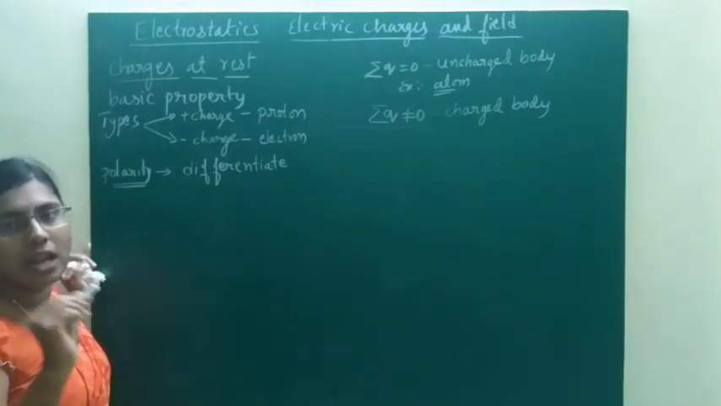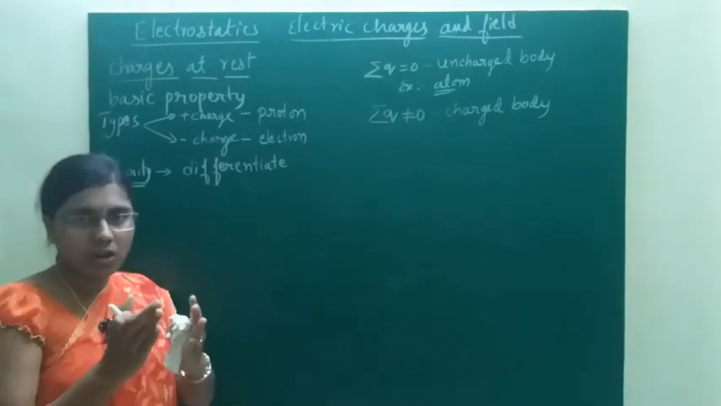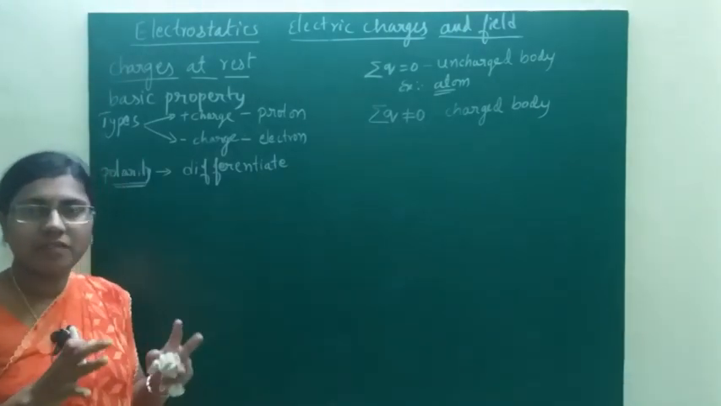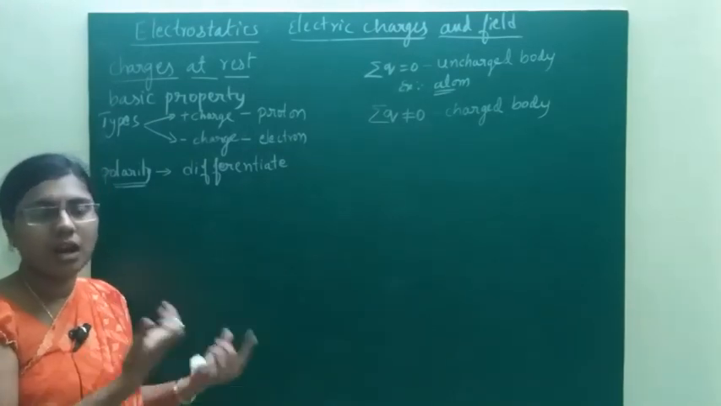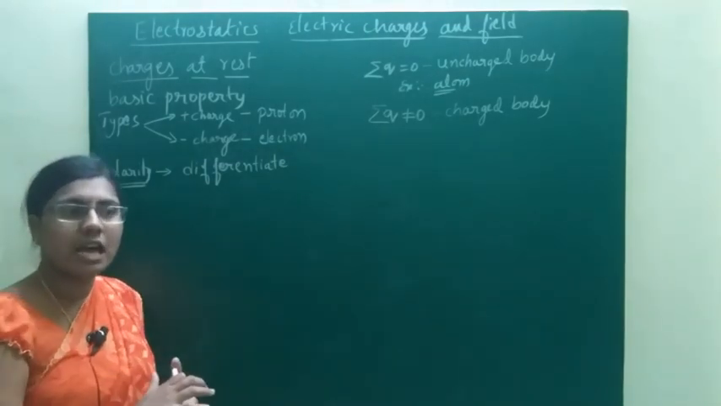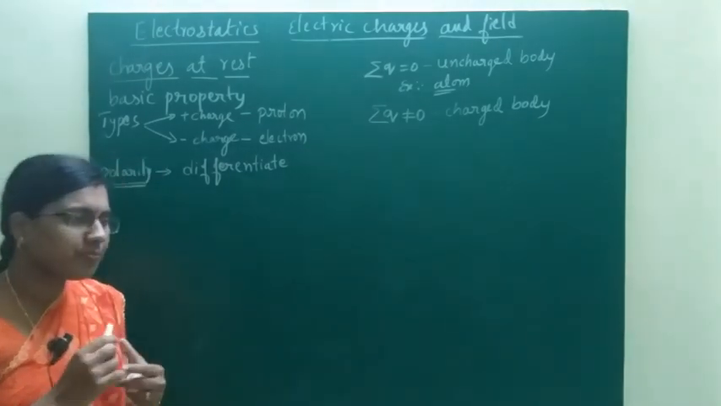I have already told you all bodies have charges, and charge is an invariant. How do we know that a body has charge? For example, we can consider.